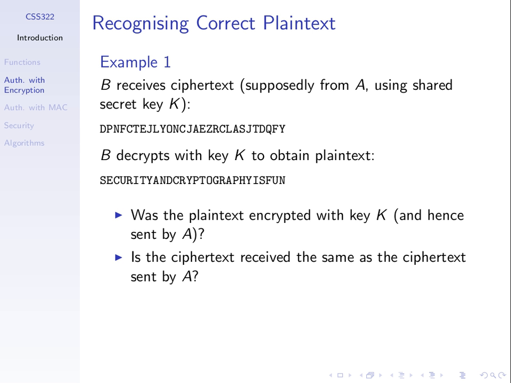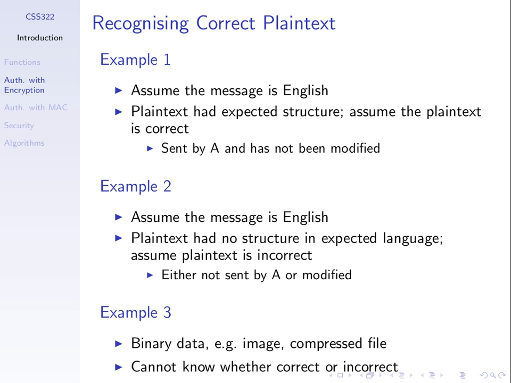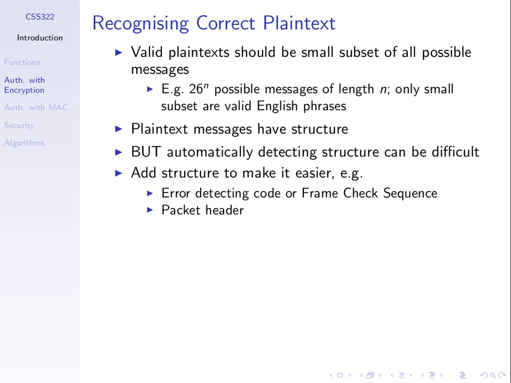That is, the set of possible valid plaintext is very small compared to the possible set of all messages. That's what we require. And that's the case in English. In English, we can take any of the 26 characters and rearrange them in any way we like. So for a message of n characters, we have 26 to the power of n possible combinations of messages, the entire set of messages. Only a small subset of them are valid English phrases.